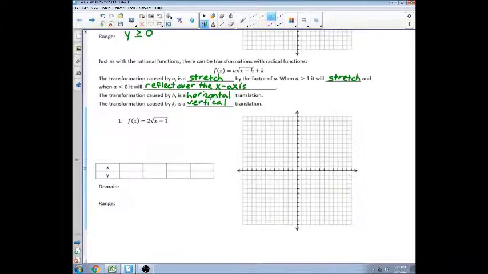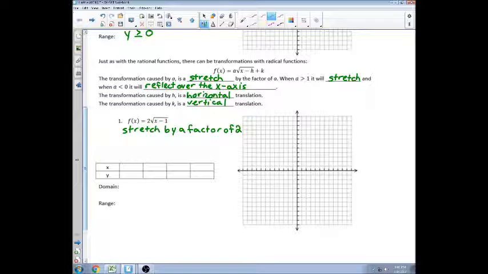So now we need to look at number 1. What I need to talk about is all of the different transformations that have occurred. So since 2 is my a value, it's in front of the square root. That's the first thing I come to. 2 is going to stretch our graph by a factor of 2. Okay? That's the first thing I ran into.